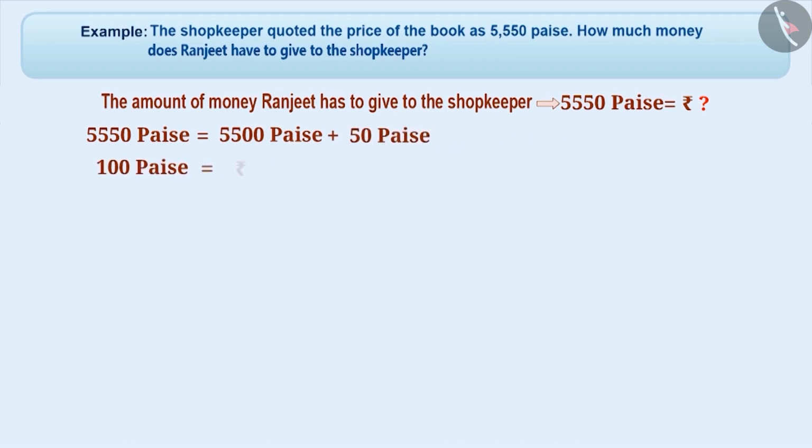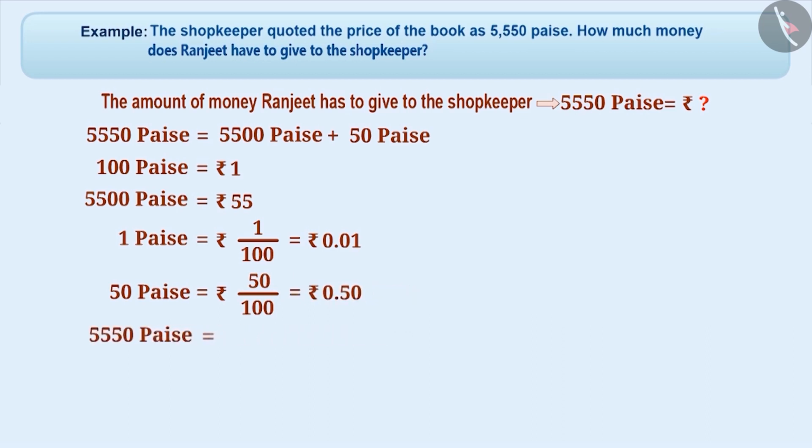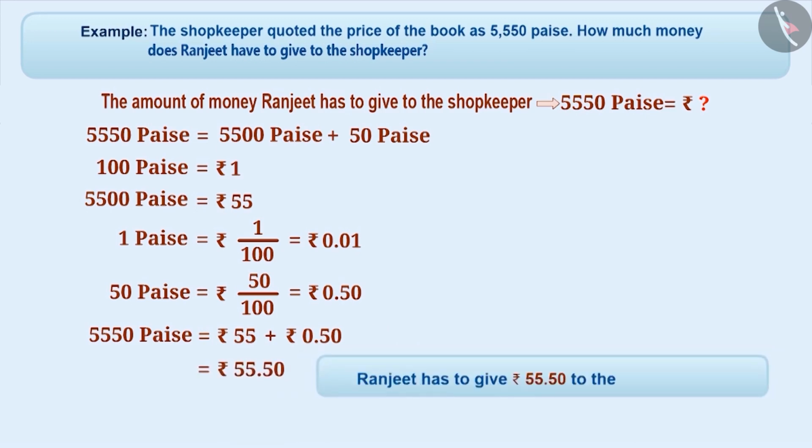Since 100 paise equals 1 rupee, therefore 5,500 paise equals 55 rupees. Since 1 paisa equals 1 by 100, that is 0.01, so 50 paise equals 50 by 100, that is 0.5. Therefore, 5,550 paise equals 55 plus 0.50, that is 55.50. So Ranjit should give 55.50 rupees to the shopkeeper.